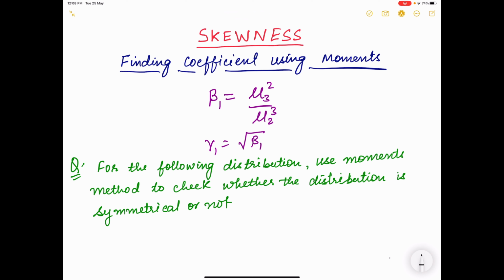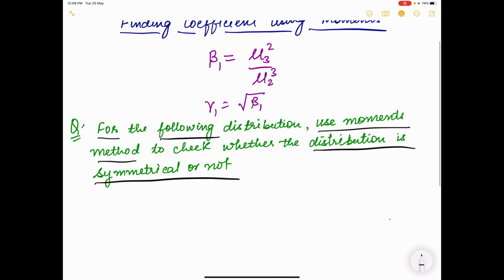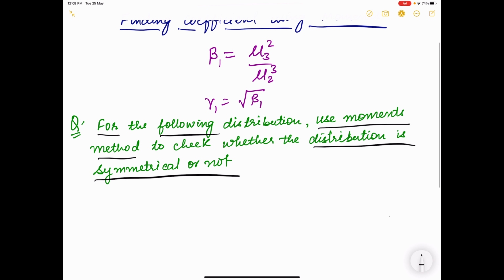Let us go to the question, and the question says: for the following distribution, use the moment method to check whether the given distribution is symmetrical or not. So where is the distribution? The distribution is given as x and f, where x is 2, 3, 4, 5 and 6, and the frequency is given as 1, 3, 7, 3, 1.